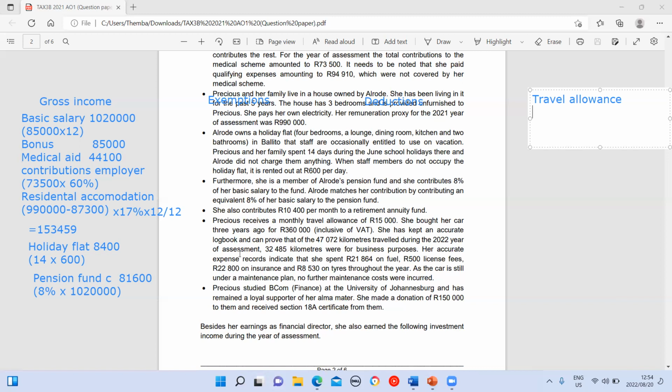Her accurate expense records indicated she spent 21,864 rand on fuel, 500 rand on license fees, 2,800 rand on insurance, and 8,530 rand on tires throughout the year. Remember what I talked about in terms of the substance of this expenditure. As the car is still under maintenance plans, no further maintenance costs were incurred. Now, let's start with our deemed method.